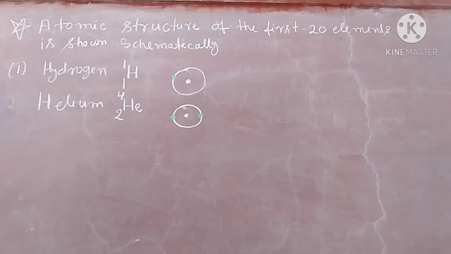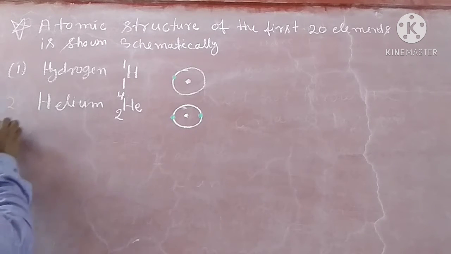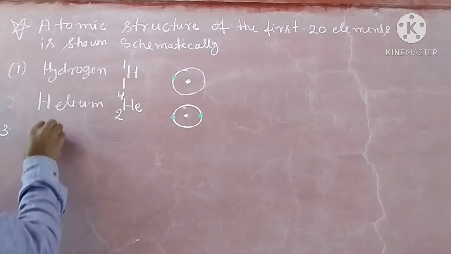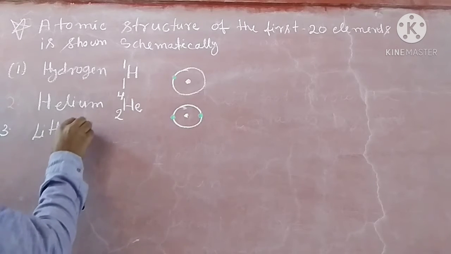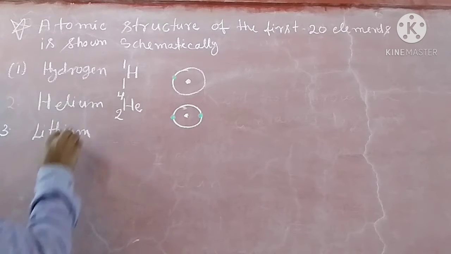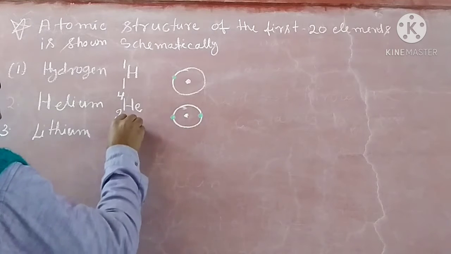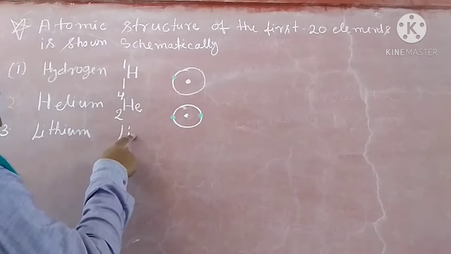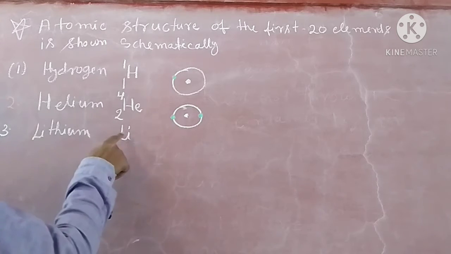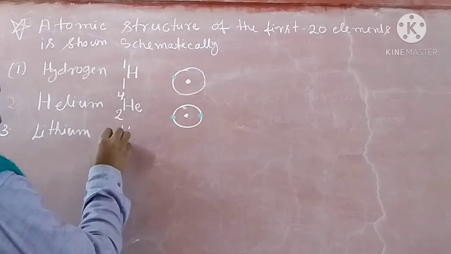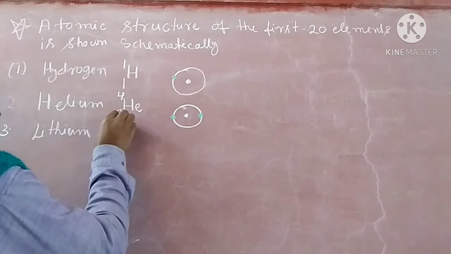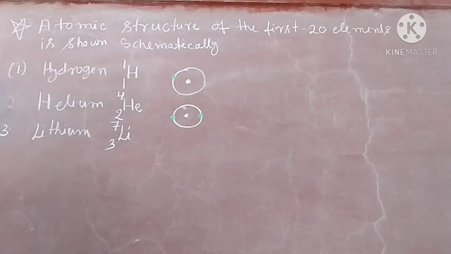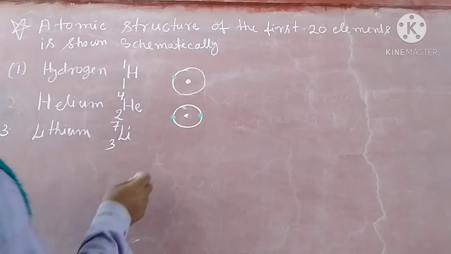Okay. Third, lithium. The symbol is Li. The first letter you write in capital and the second one is small. So this is lithium. The atomic number is 3, mass number 7. And their schematic diagram.